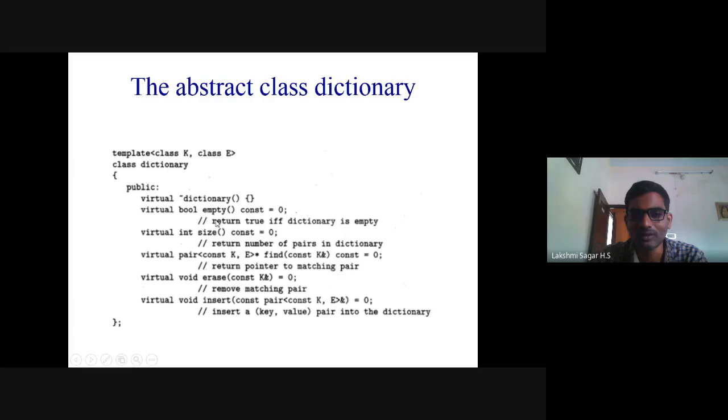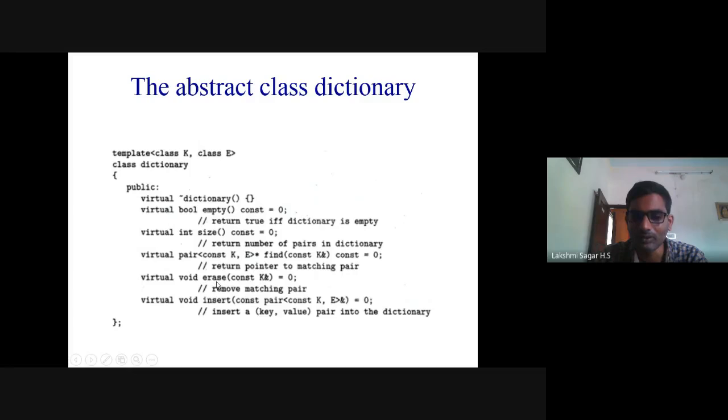Next we'll use these conditions, the boolean empty. It will return true if the dictionary is empty. Our next statement returns the number of pairs in the dictionary, so if you want to know the size of the dictionary, you can know with this keyword. Next, it will return the pointer to the matching pair. It will tell you the position of the key. Whatever key you have given to find, if it is matching with that, it will return the pointer to the matching pair.